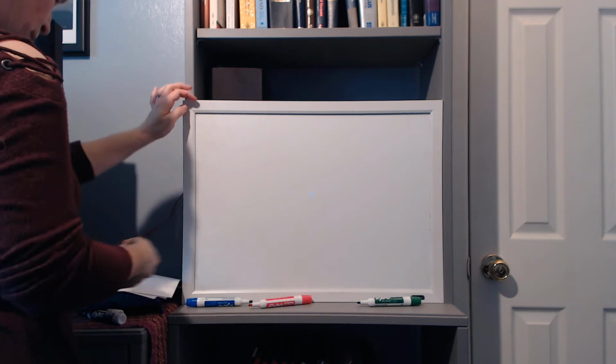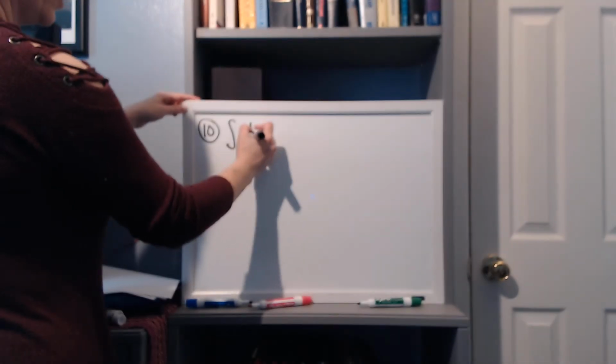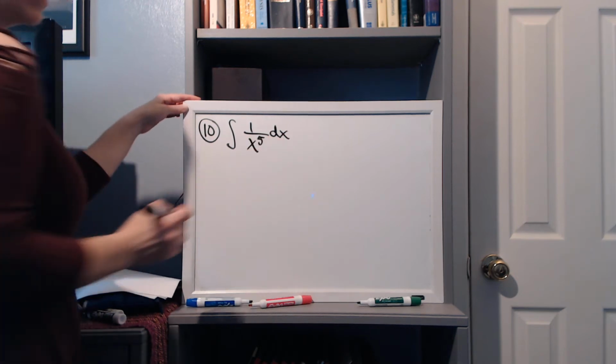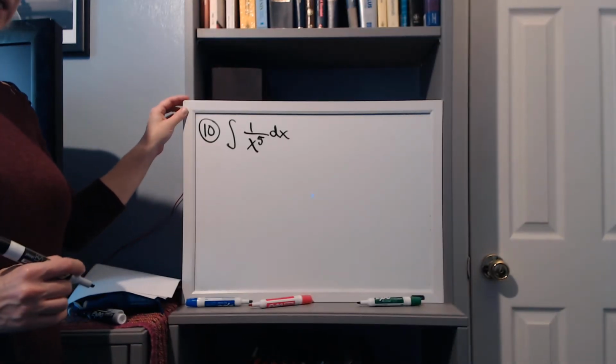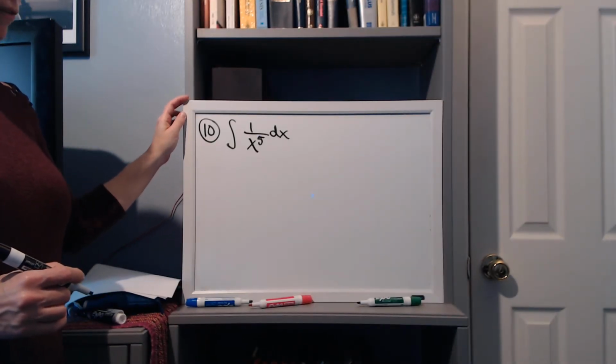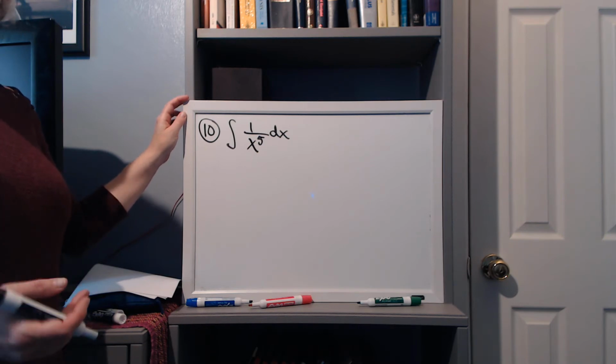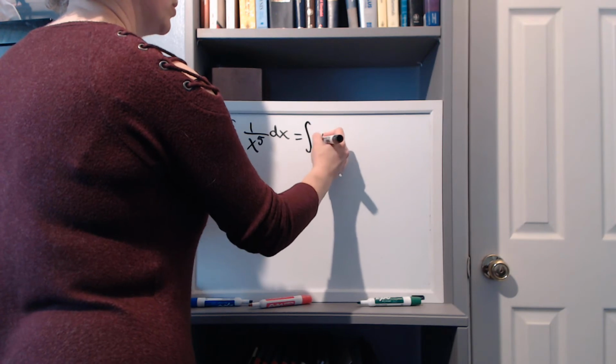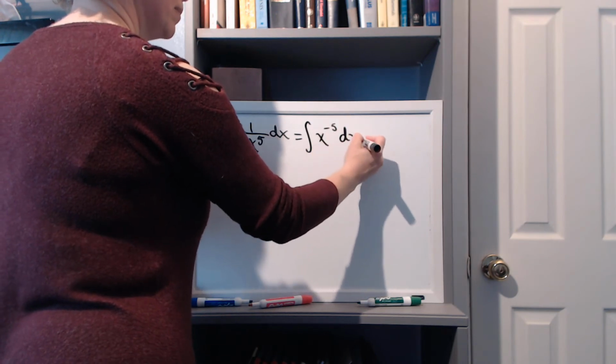All right, we're halfway through our examples. So on to number 10. We have the integral of 1 over x to the 5th dx. What we're going to do here is, again, rewrite the 1 over x to the 5th in the exponential format so that it is easier for us to approach with the power rule for antiderivatives.